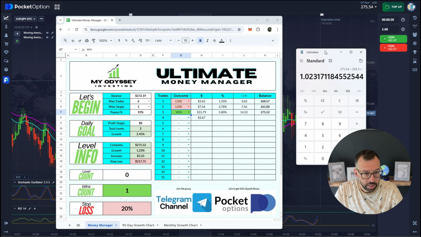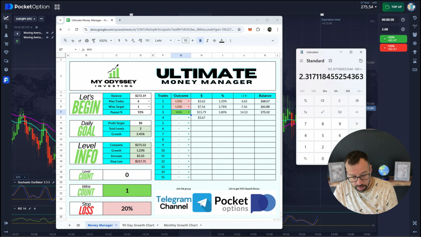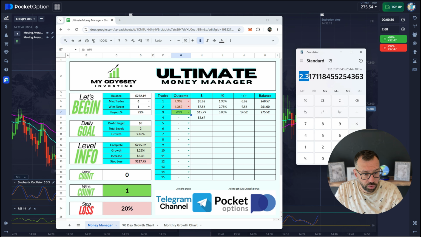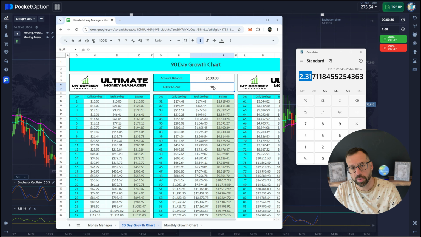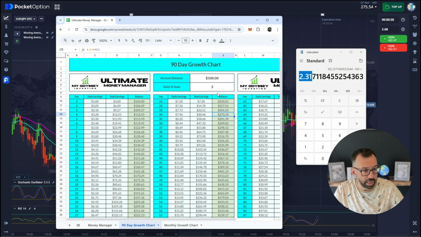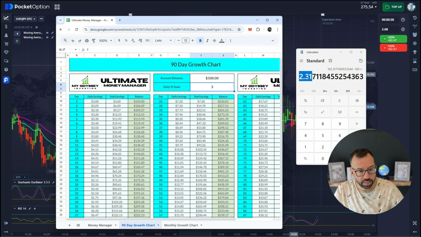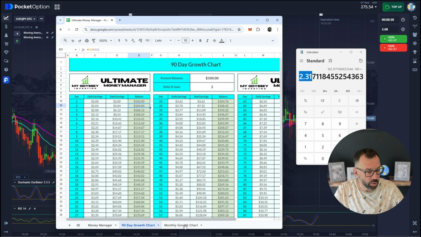We hit enter. And then we times this by 100. And then we minus 100. And that shows that we were at 2.32% per day. And if we go to our 90-day growth chart, we want to earn 10% per day. Maybe we want to earn 5%. We want to earn 3%. In this instance, I made 2.31%. So if I say I want my daily goal to be 2%, but I hit 2.31, I can go ahead and edit this to the new amount for what we started out with.